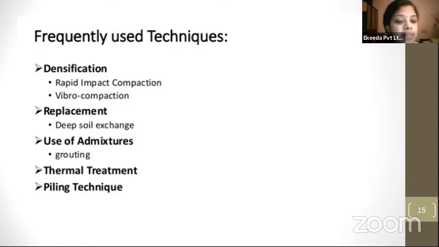Now next is thermal treatment. We can use temperature to alter the properties of the soil. Now next is piling technique, which is the common method used for foundation. So all these are just a brief idea about the various techniques that we are using for ground improvement. We'll study in detail in the next modules. Okay, densification, replacement.